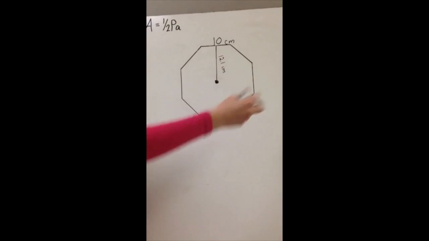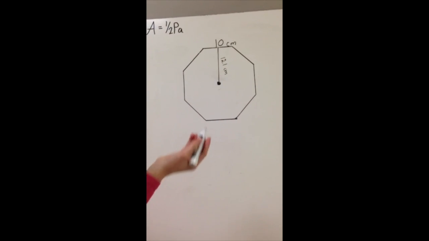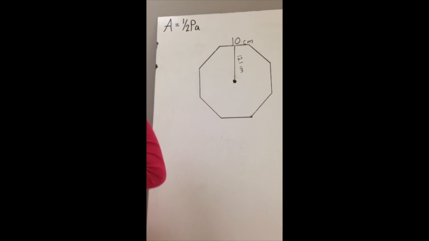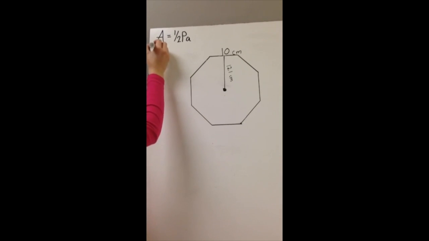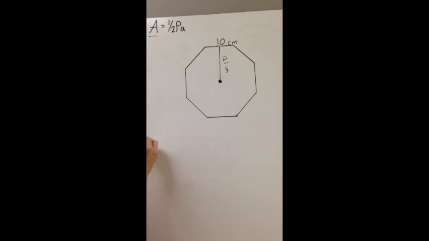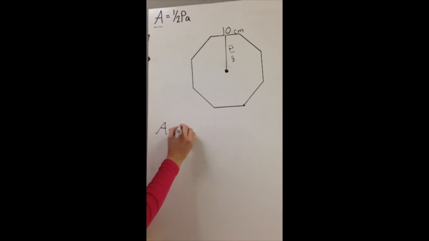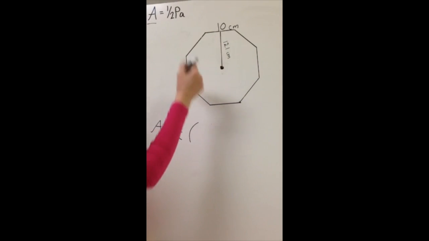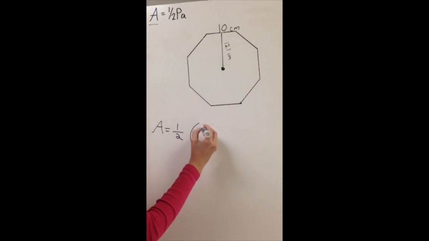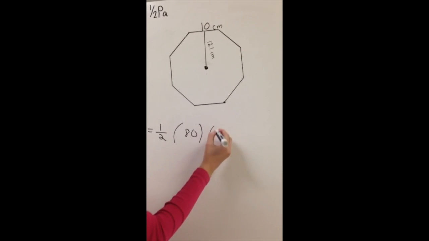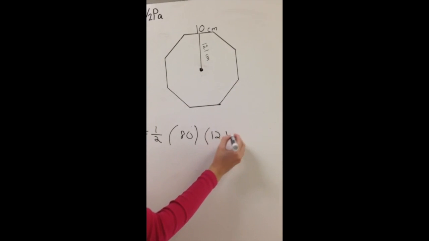Here we have a regular octagon. Each side of the octagon is 10 centimeters. Right now we're going to find the area of the octagon using perimeter and the apothem length. To find the area, we multiply 1/2 times the perimeter, and since there are 8 sides of an octagon, 8 times 10 is 80, the perimeter, and then the apothem length is 12.1.